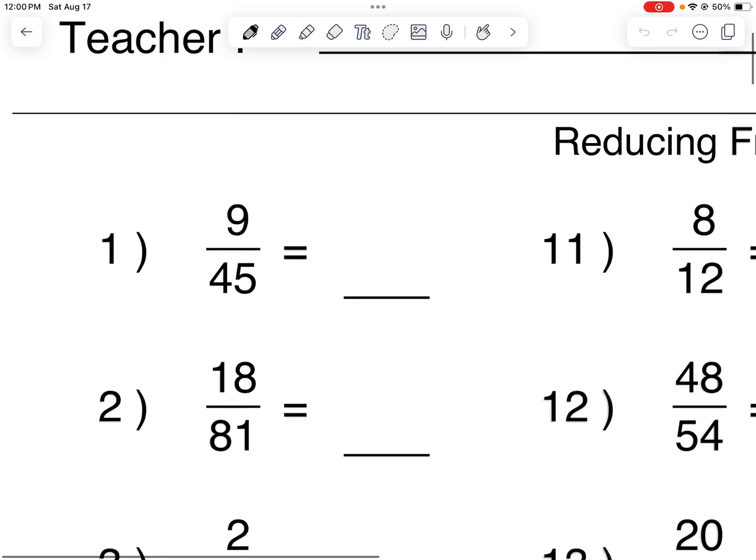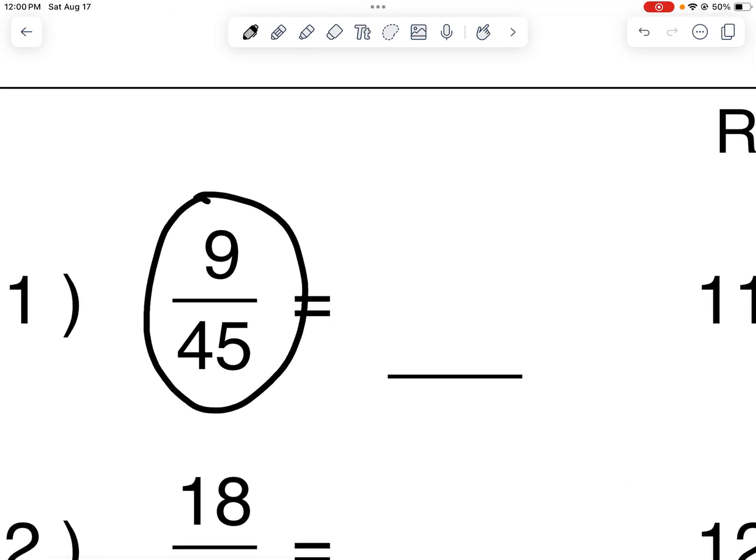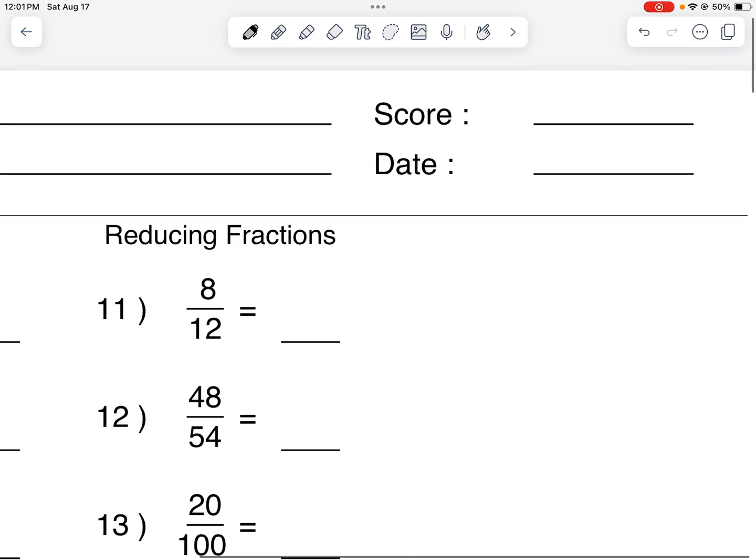Okay, I'm going to start with the first one. 9 over 45. Okay, so I'm reducing this fraction because I know that 9 and 45 can both be divided by the same number to make it even smaller. So reducing means to make smaller. So I want to think, what can I divide 9 and 45 by to make it even smaller? And I have to be able to divide them by the same number. Okay, so I'm going to go over here and I'm going to write 9 over 45. I know I'm dividing for sure.